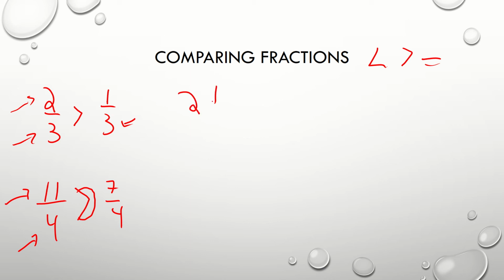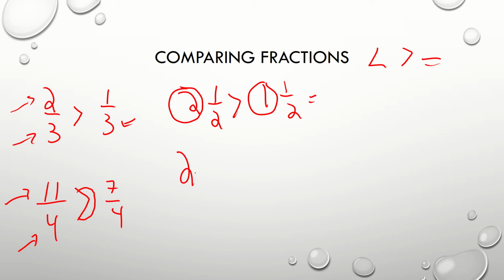Let's go 2 and 1/2, and 1 and 1/2. Here, there are a few things we have to look at differently than we do with our improper fractions and normal fractions, because we have our mixed numbers. There's a couple of ways of doing this. We could look at our two numbers here and see that there are two wholes here and only one whole here, so it's going to be greater than.